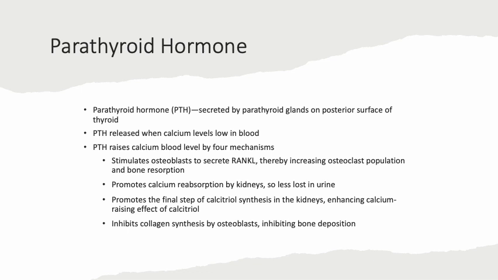So parathyroid hormone, we talked about this a little bit. Okay, but let's go into details now. It's secreted by the parathyroid glands, which are on the sides of your thyroid. It's released when calcium levels are low in blood. So you release parathyroid hormone and it makes you break down bone to release the calcium into the blood, right? If we break down the bone, we get more calcium in the blood. It raises the calcium levels in 4 ways. So it stimulates the osteoblast to secrete RANKL, thereby increasing osteoclast population and bone resorption. So it makes more osteoclasts. More osteoclasts means more breaking down bone.